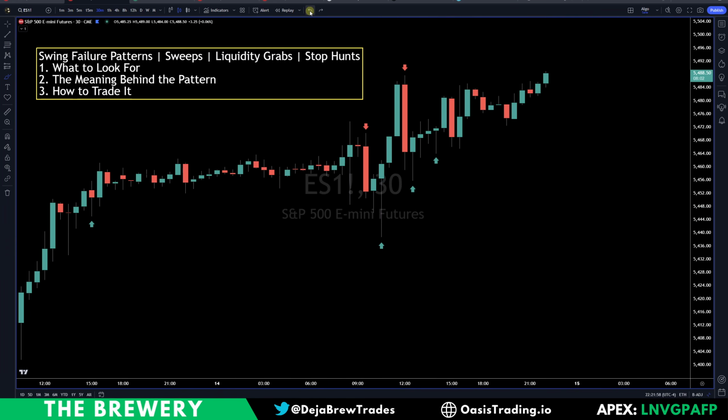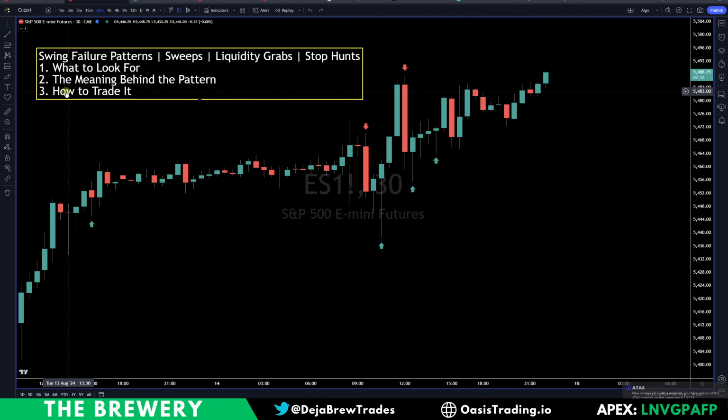And that is exactly why we like to wait for that sweep. We do not like to trade this as a breakout. We like to trade this as a reversal. We want to wait for when those sellers are getting stopped out of their position. So long story short, the meaning behind the pattern is they want to grab liquidity, they want to stop people out, and they want to reverse that move.